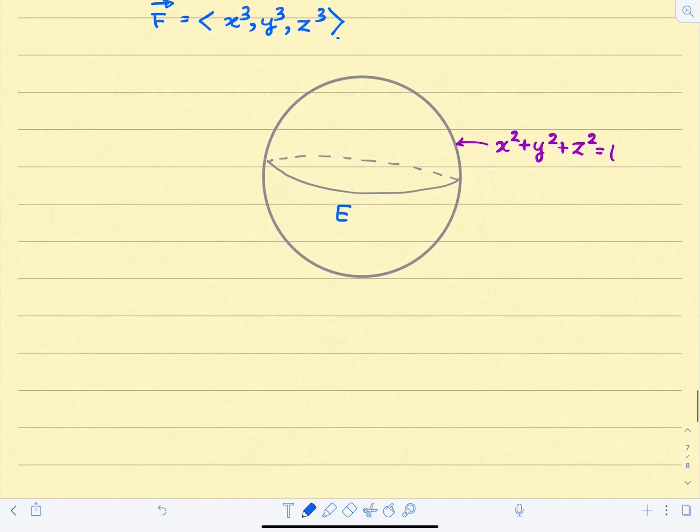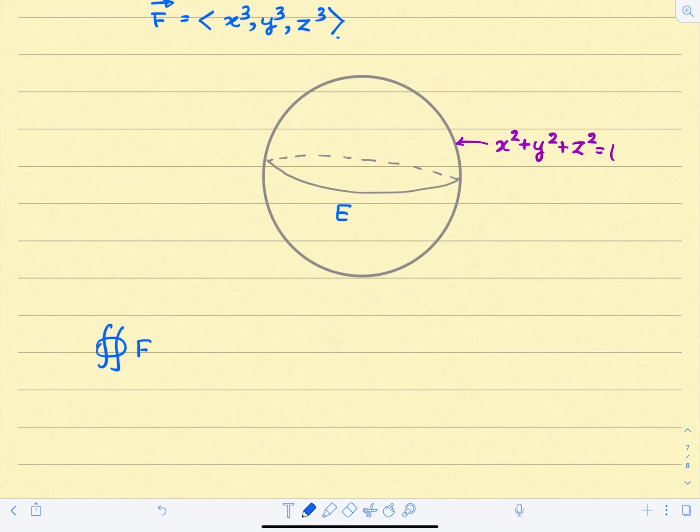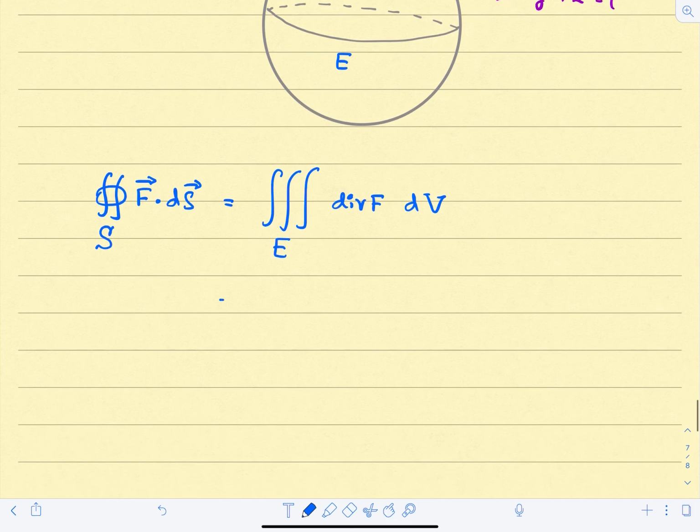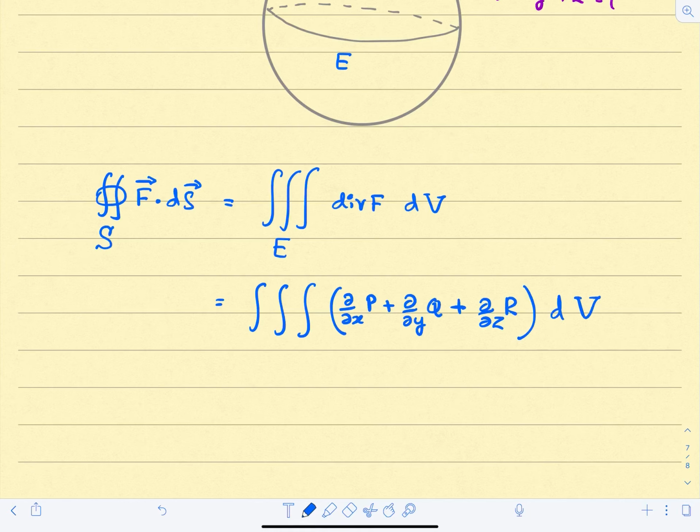So now we know that the divergence theorem says that the flux through a closed surface S equals the volume integral of the divergence of F over the domain E. So the first thing we should do is to calculate the divergence of F.